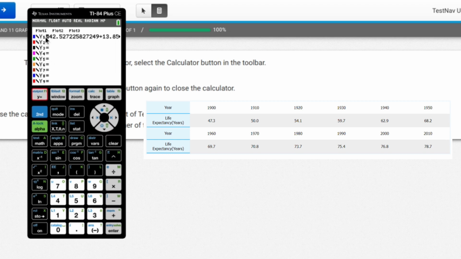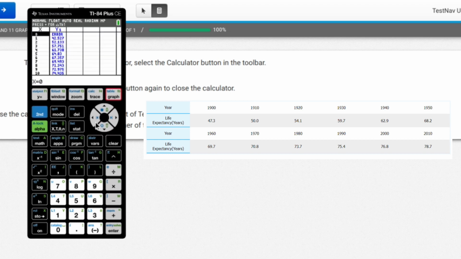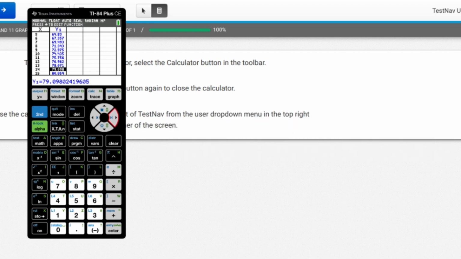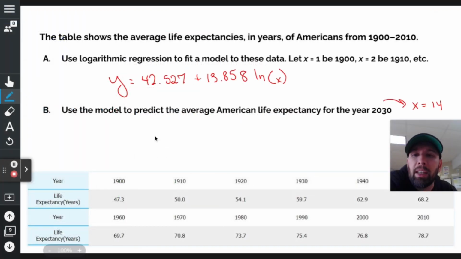So if I go to the y equals thing, there's my equation. Graph's not going to help me out much. But what I want to do is if I hit second table, I care about what happens at 2030. So I'm going to go to 14. And at 14, people are expected to be 79.0098 years of age. All right, man, people be living up to 80 years old. So we get 79.098 years.